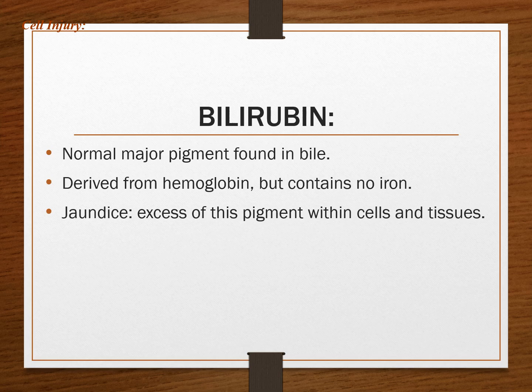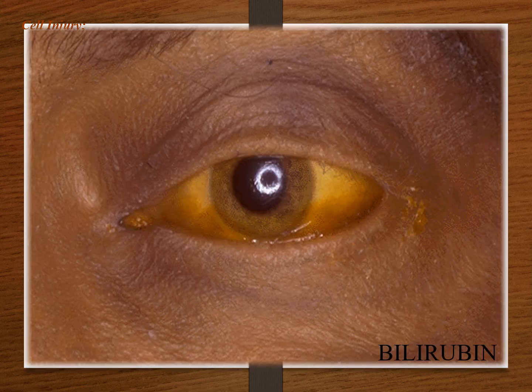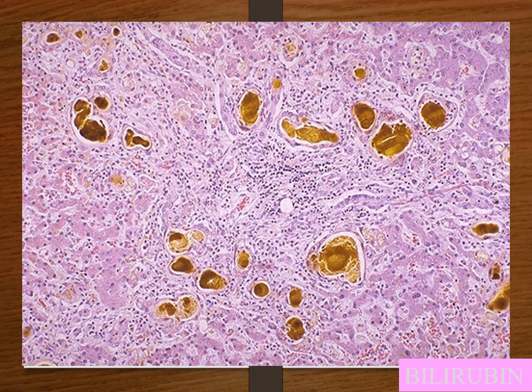Now coming to bilirubin accumulation. Normal major pigment found in bile is bilirubin. It is derived from the hemoglobin and it contains no iron. Excess of this bilirubin pigment within the cells and tissue will result in jaundice. This is a classical picture showing the bilirubin accumulation. Yellowish discoloration of palpebral conjunctiva. Under the microscope, the bilirubin pigment is seen like this.